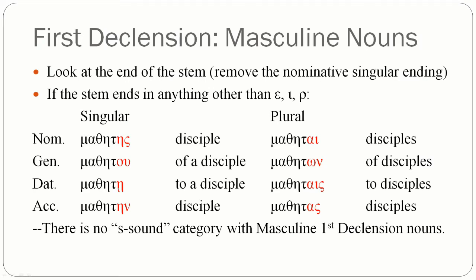Going over to the plural, just as before, there is no difference with these endings. Okay, it's still a first declension noun, so the endings are iota for the nominative plural, omega nu genitive plural, eis dative plural, and as accusative plural. Okay, at the bottom there, I made the note that there is no S sound category. Okay, just those two, epsilon, iota, or rho, or anything else.